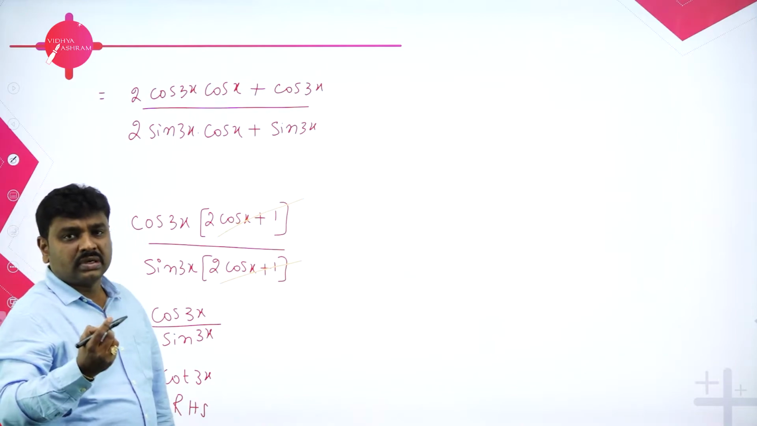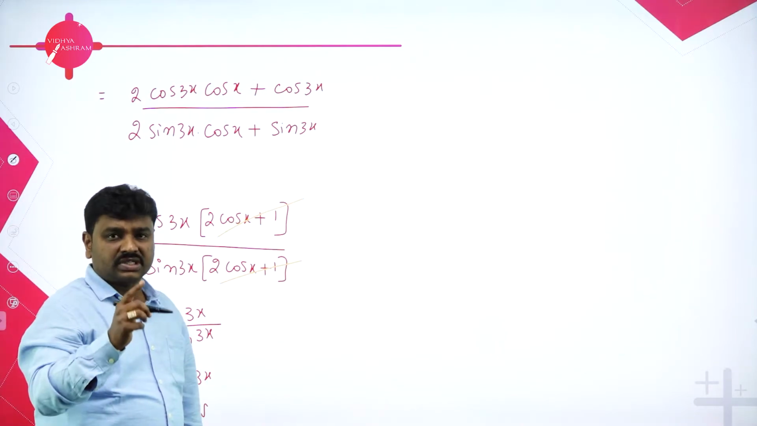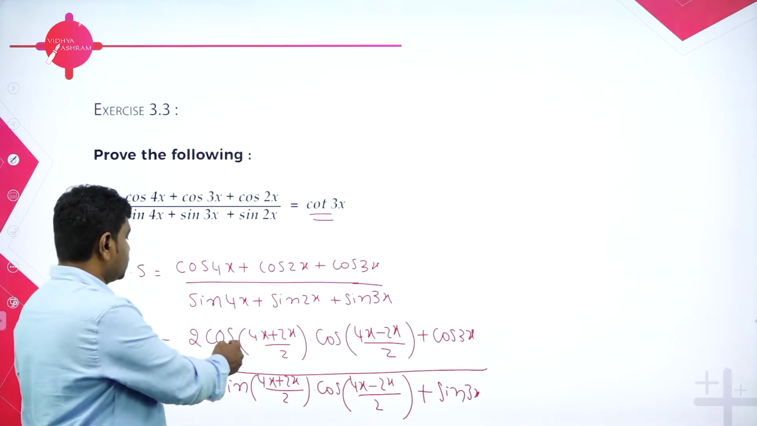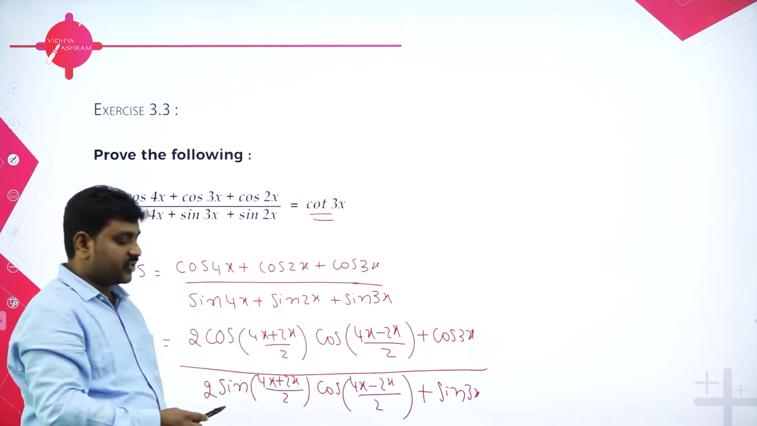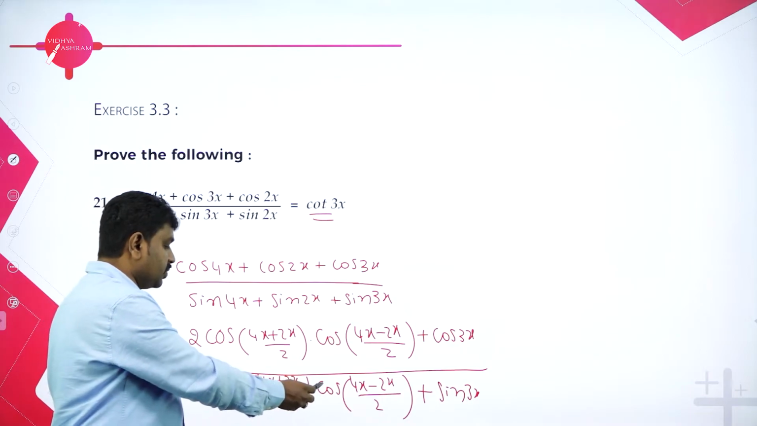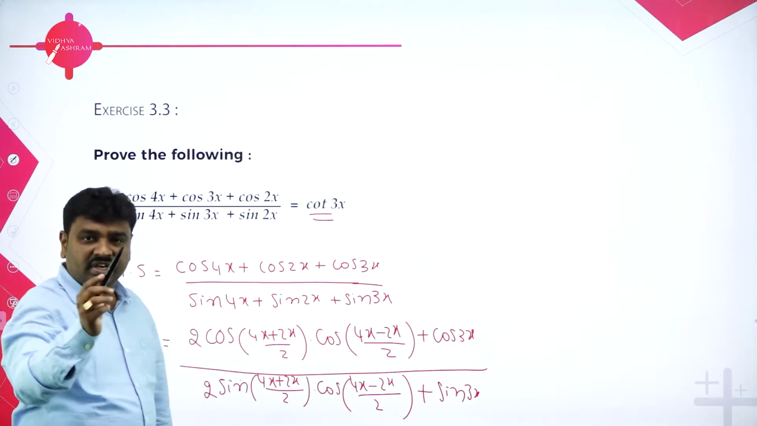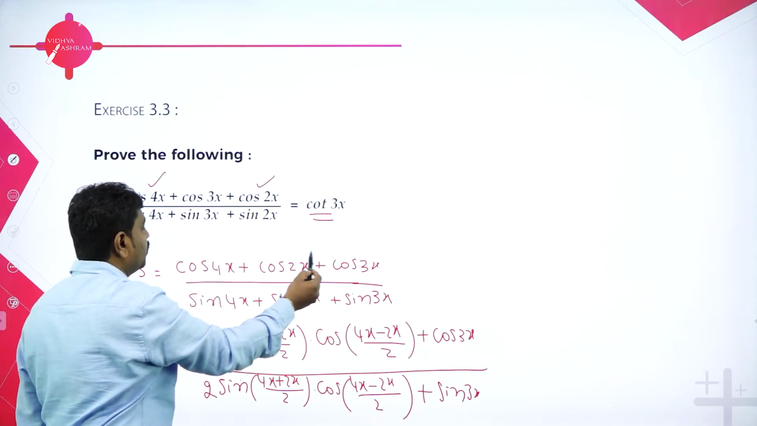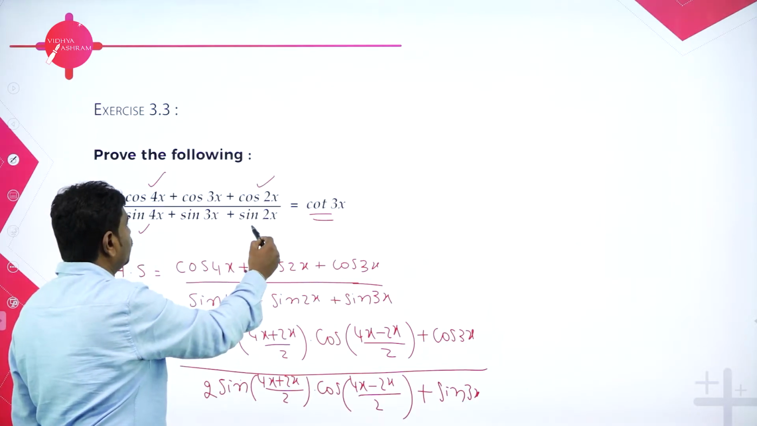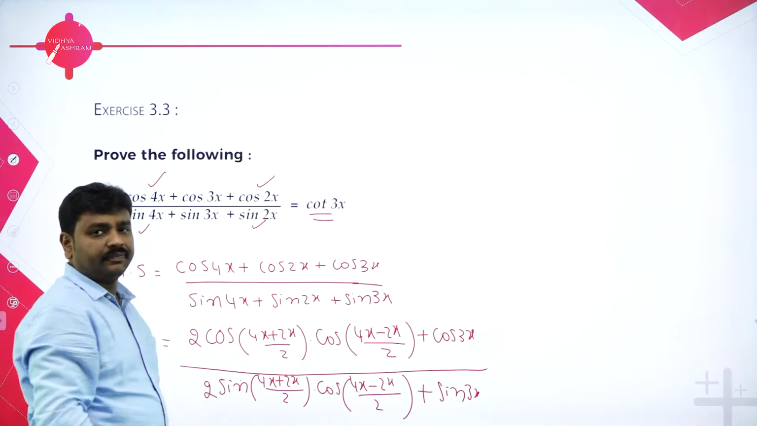We just used cos C plus cos D, which is 2 cos C plus D by 2 into cos C minus D by 2. Then we used sin C plus sin D, which is 2 sin C plus D by 2 into cos C minus D by 2. But the hint is grouping. First group 4 and 2, and put 3 at the end. Again group 4 and 2 and put 3 at the end.